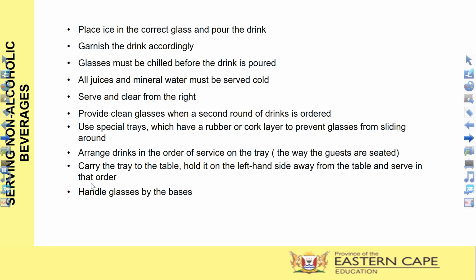Just because the guest has ordered the same drink, for example, if the guest is ordering a margarita or a cosmopolitan, you would have to go and order a new drink from the bar, and the barman must prepare it in a clean glass. You use special trays which have a rubber or a cork layer to prevent the glasses from sliding around. The drinks must be arranged in the order of service on the tray.